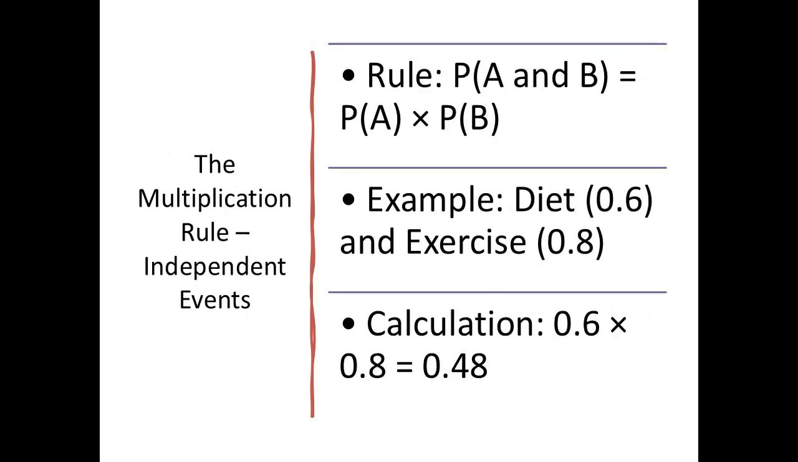Now we turn to the multiplication rule. When we want to know the probability of both A and B happening, and the events are independent, we multiply their probabilities. For example, suppose there's a 0.6 chance that a patient follows a diet and a 0.8 chance they exercise regularly. If the two behaviors are independent, the probability that they do both is 0.6 times 0.8 equals 0.48 or 48%.